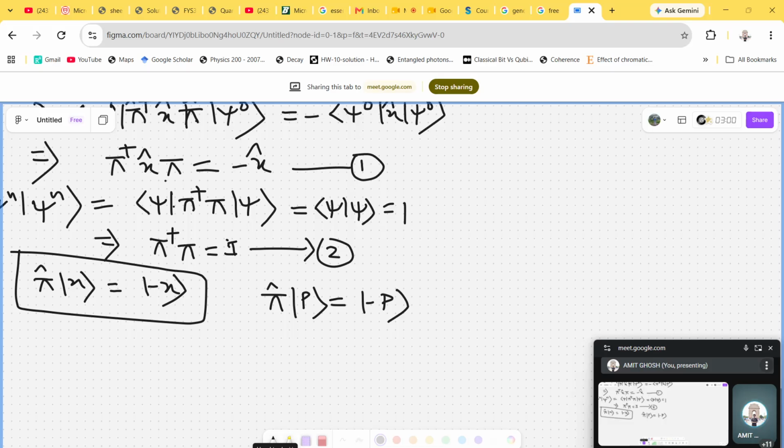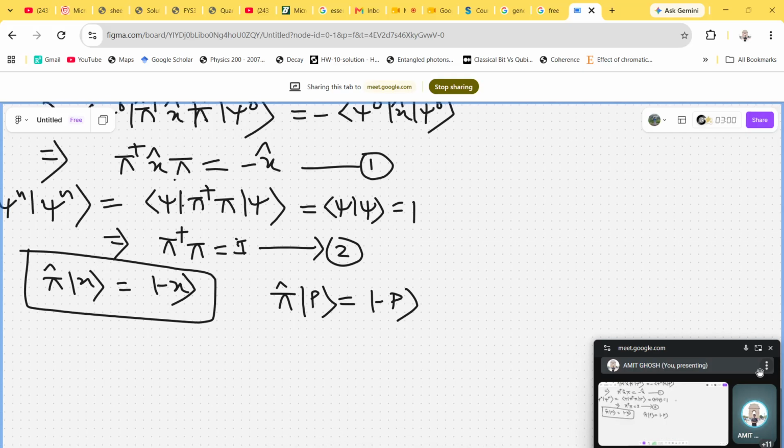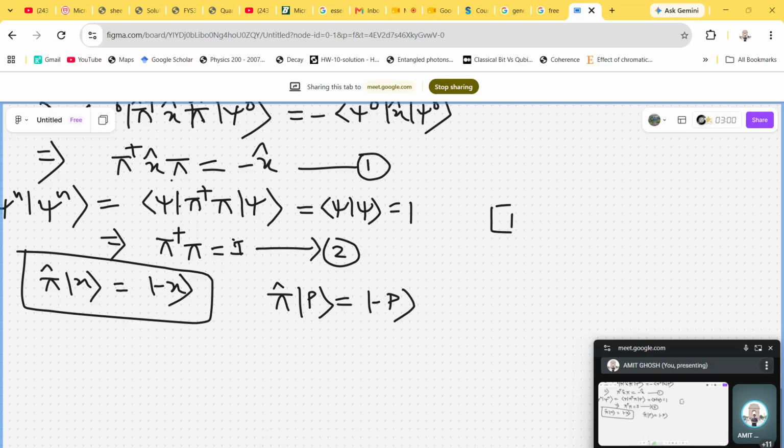So another thing is, suppose your system Hamiltonian is H. You can also show that Π̂ commutes with H. So they have the same eigenstates. If your Hamiltonian H has eigenstate n, then Π will also have the same eigenstate n. You just read something about the parity operator, then you will understand. Otherwise, I will discuss later also if you have doubt.